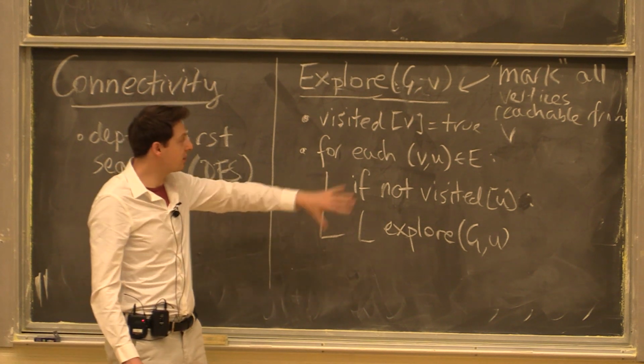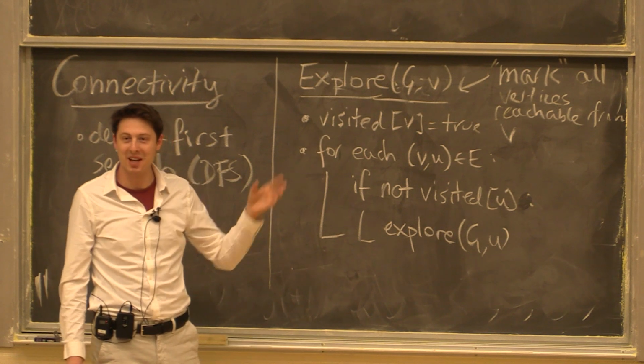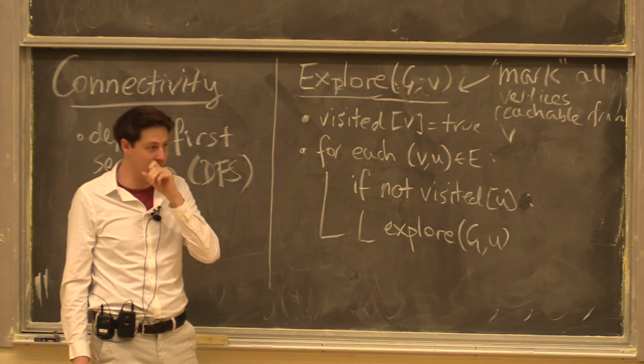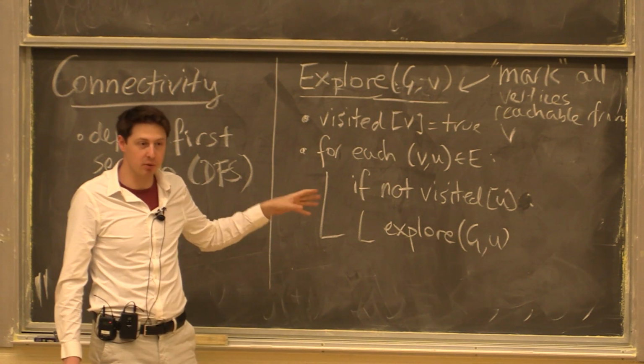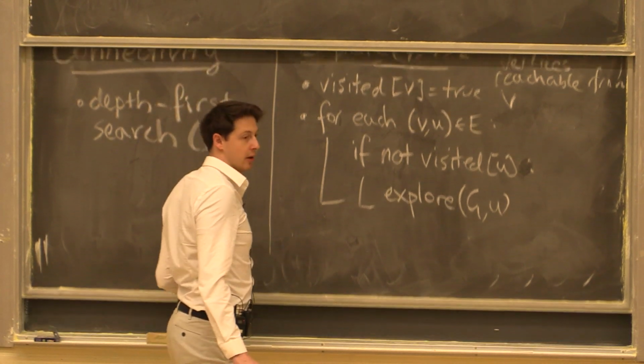But this is not necessarily super useful on its own. Why would we mark all the vertices reachable from V? That doesn't seem like a very useful task. But pretty soon, this is a very useful subroutine.